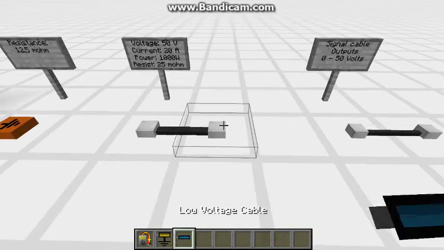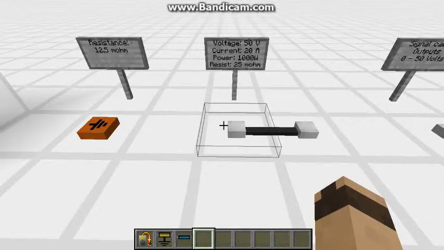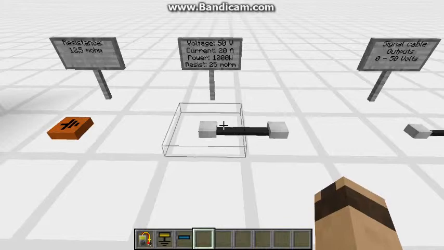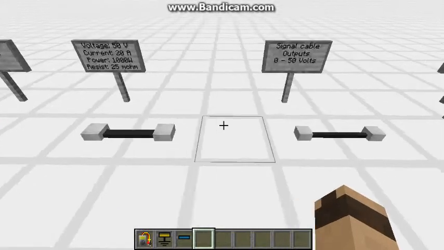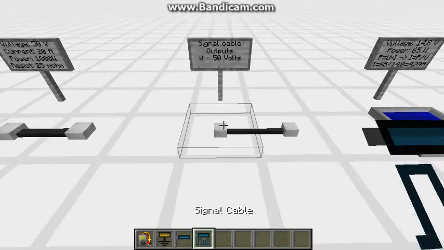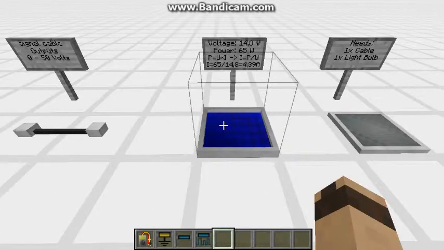Now there are more different types of cables which can handle more stress. Do not overstress the cable because it will explode because the temperature will rise. You can check the temperature of a cable with the ohm meter. Next is a signal cable which we will need to read values from the cable if we use a probe.